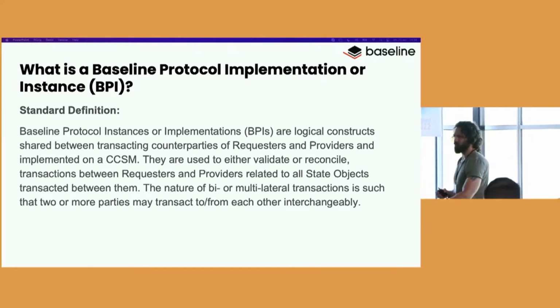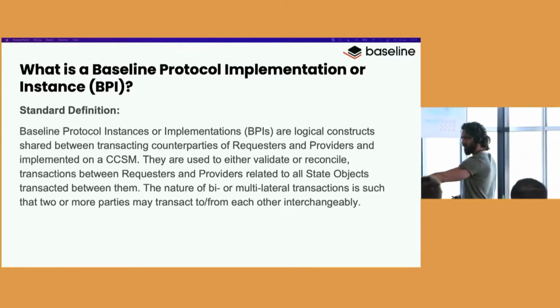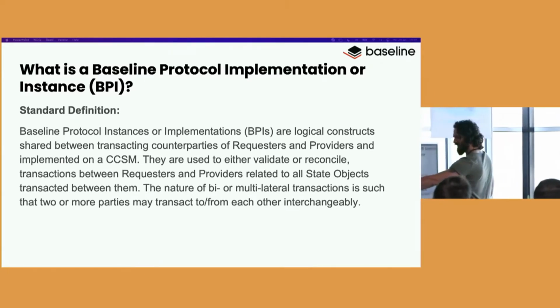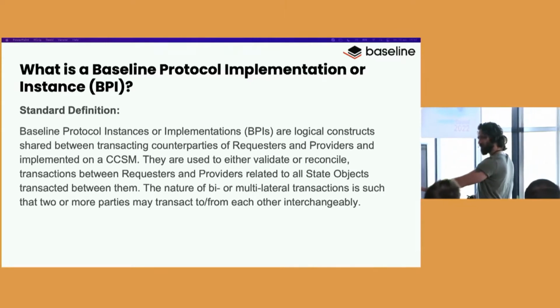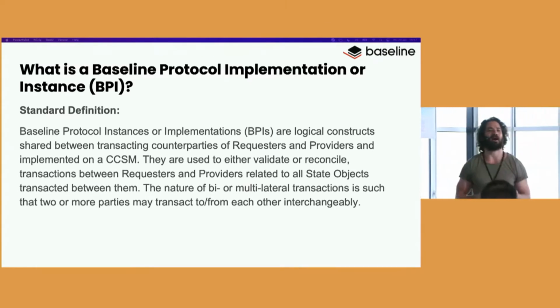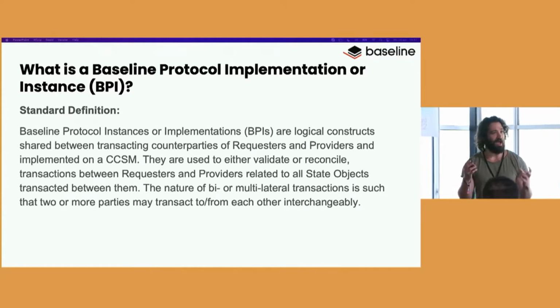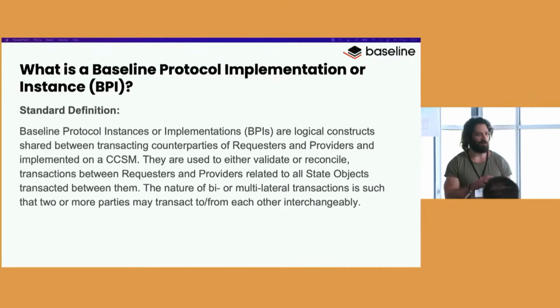I guess I can read through this really quick. The baseline protocol instances or implementations are logical constructs shared between transacting counterparties of requesters and providers, and they're implemented on the consensus-controlled state machine. So depending on the example, in my mind, I tend to see the BPI as a shared state machine, and you're trying to consolidate in your mind how much of its functionality is on versus off-chain, and exactly where it's at.